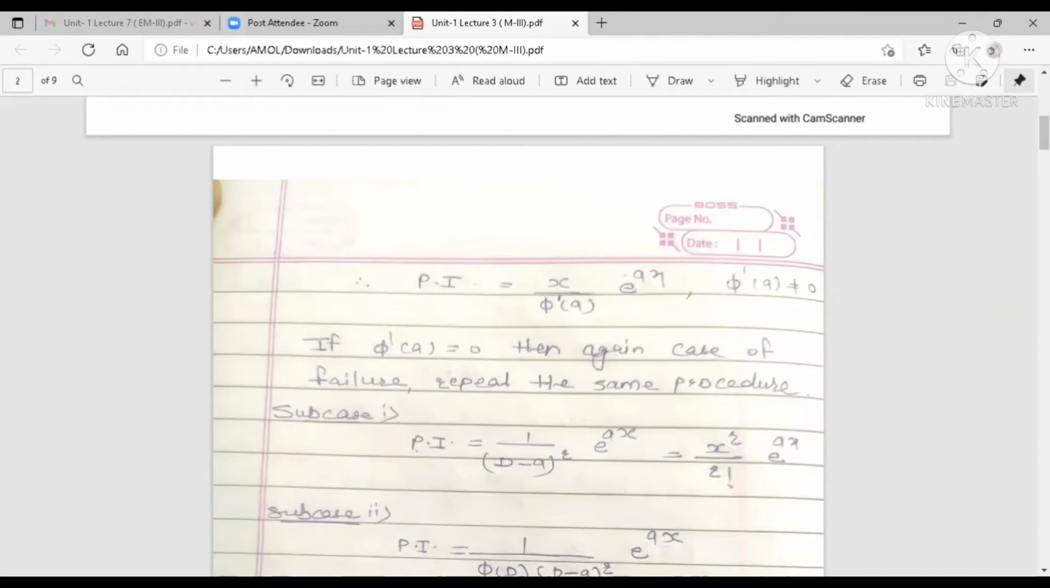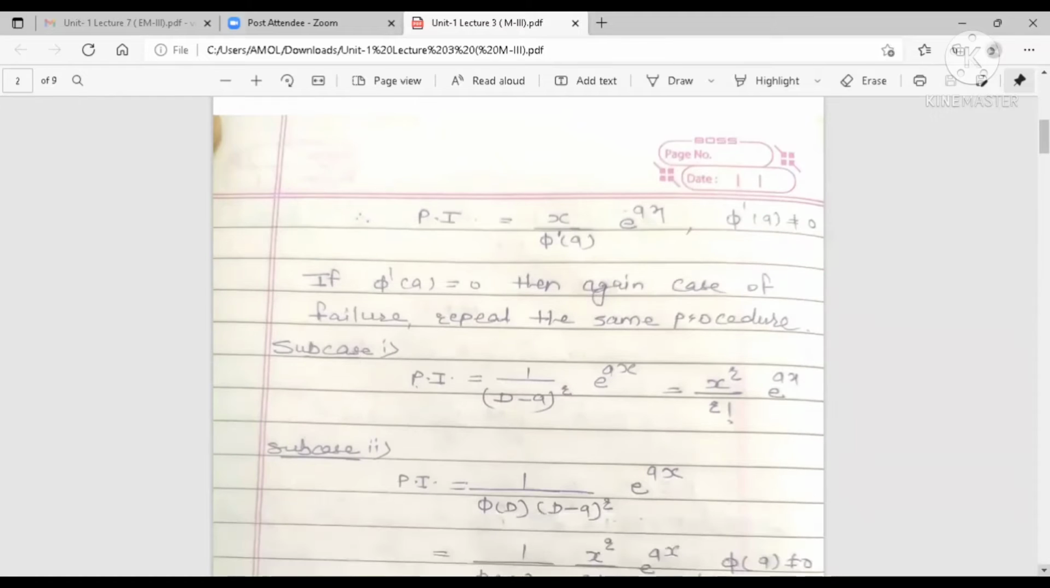Now in that first type or case, there are subcases. Subcase 1 is that if your phi of D is in the form of (D minus a) to the power r, this is the particular form of phi of D, and the function is the same, e to the power ax, then in that case the PI is x raised to r upon r factorial into e to the power ax. This is subcase 1.